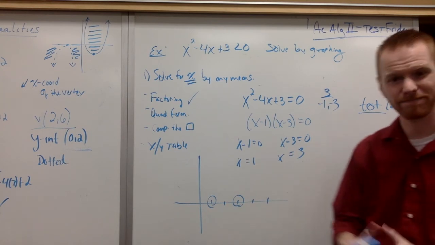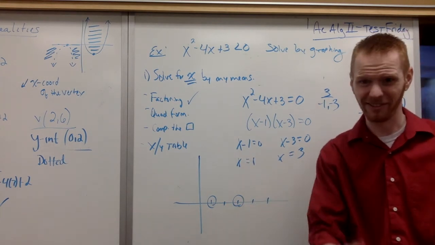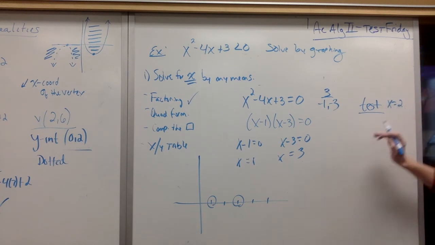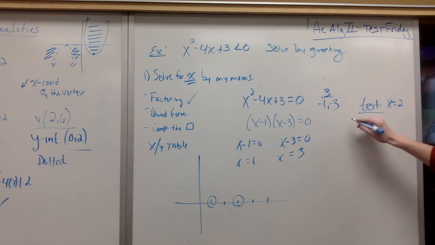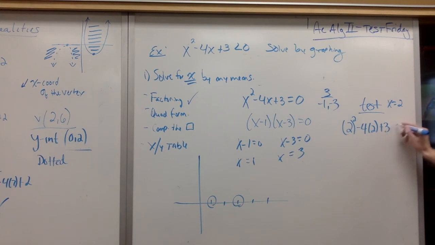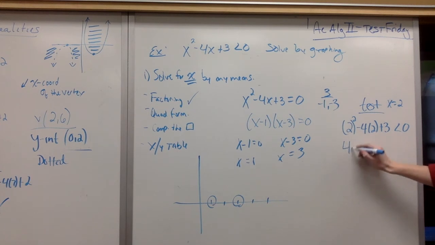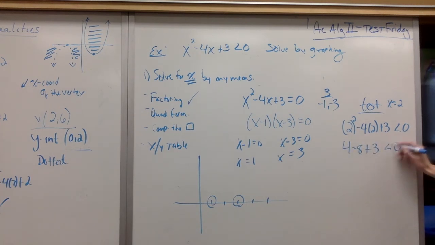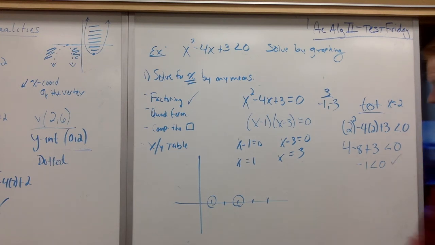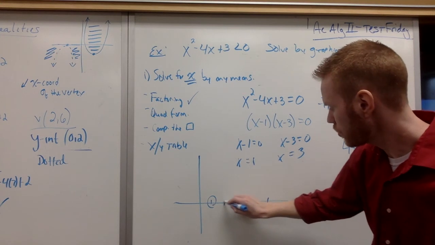But just to clarify, I know that. I think you guys know that. All right. So I'll tell you what. Instead of doing that, we'll just plug in x equals 2. Okay? That way there's no confusion. 2 squared minus 4 times 2 plus 3, is that less than 0? Let's see. 4 minus 8 plus 3. When we simplify a little bit, 4 minus 8 is negative 4 plus 3 is negative 1. And that is a true statement. Negative 1 is less than 0. Therefore, my solutions are right here.